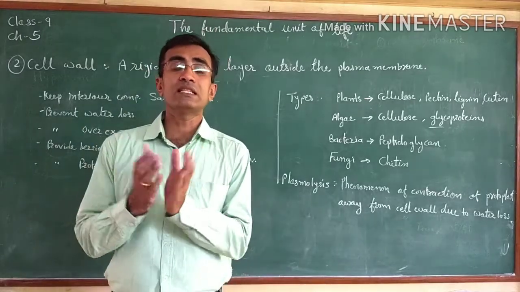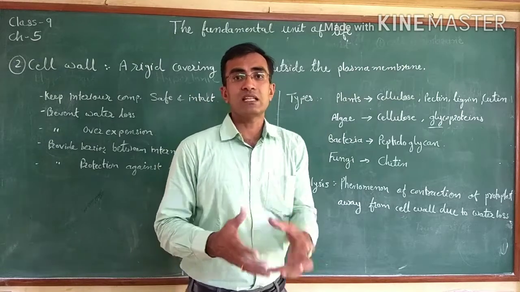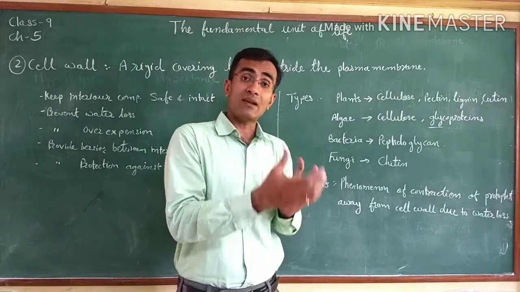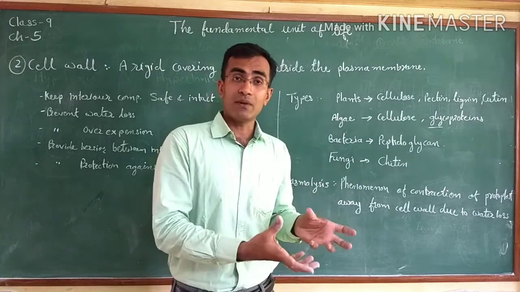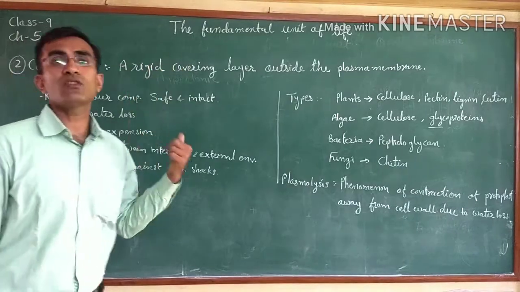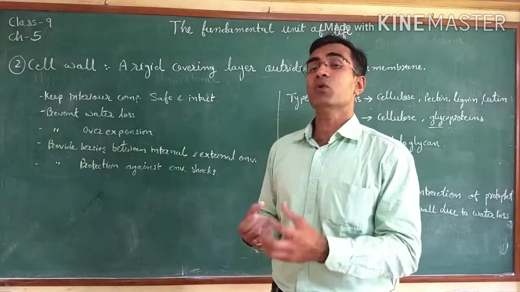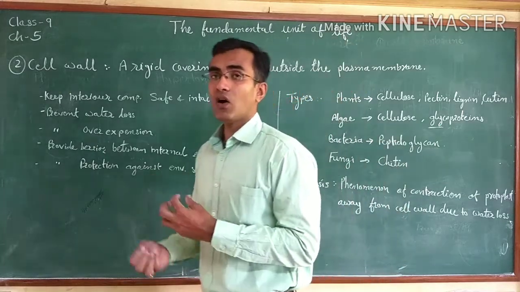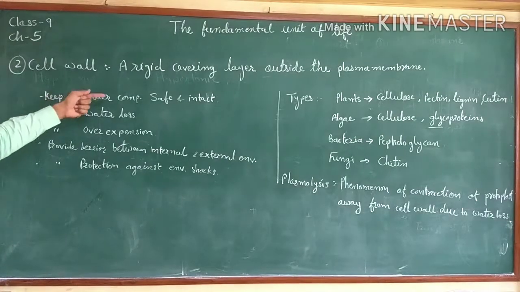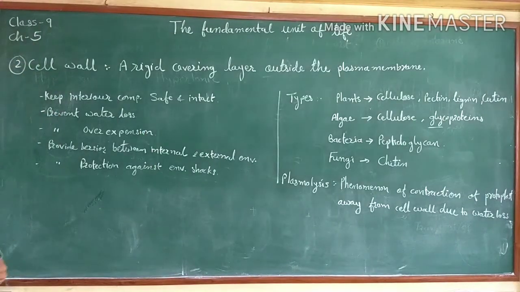It's rigid. Rigid means, as I said, the plasma membrane is a little flexible. Though some parts are fixed, they are also flexible. Okay, but the cell wall is not flexible at all. It is the rigid outermost covering layer on the cell membrane. It keeps interior components safe and intact. Second, it prevents water loss.